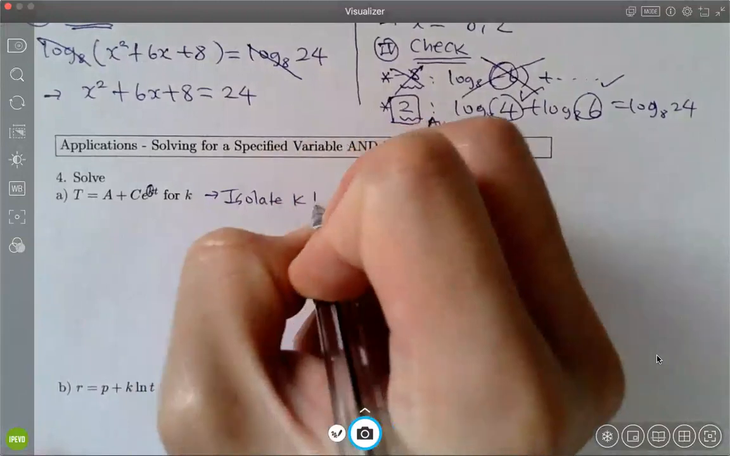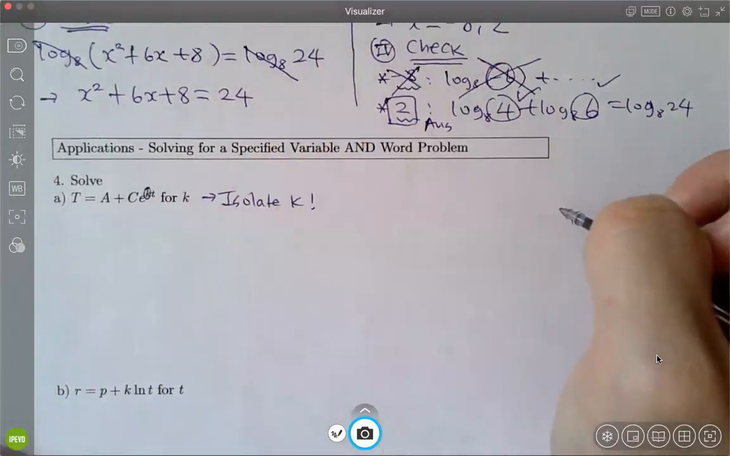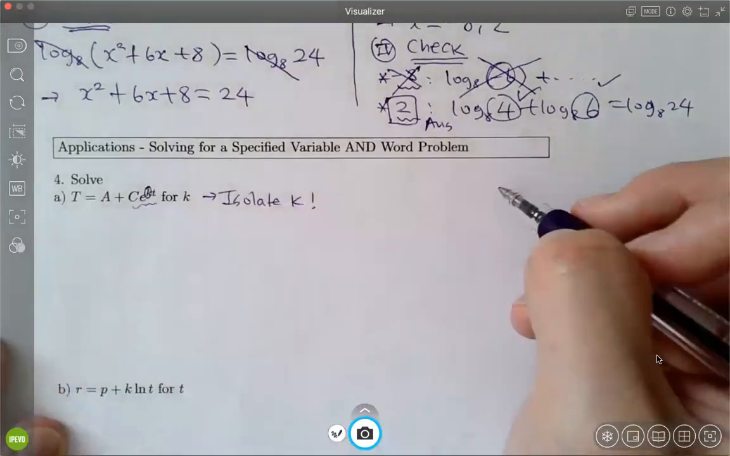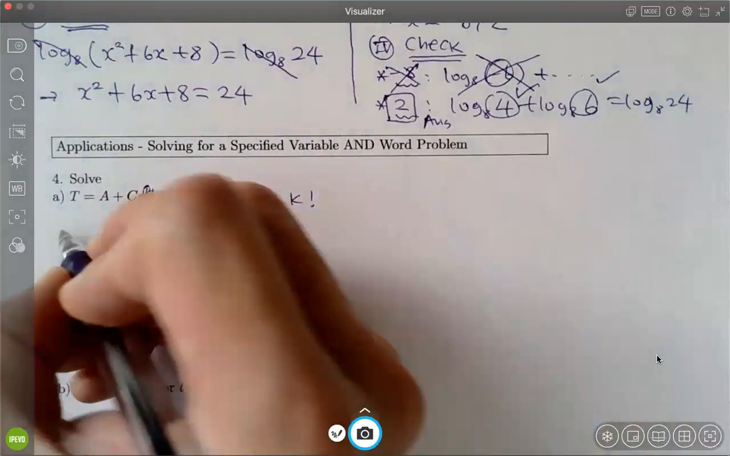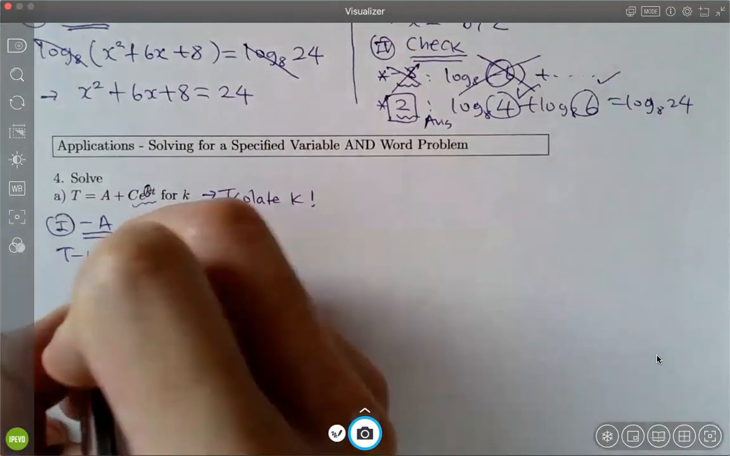Okay, so that's obvious. Now, what is the first step to isolate k? Subtract a. Minus a first, yes. Okay, and what's the reason? So this k is contained in ce to the kt, but there is something else in front. Okay, so we first have to move a over. Okay, so minus a first. Okay, so what do you get? T minus a is equal to ce to the kt, right?